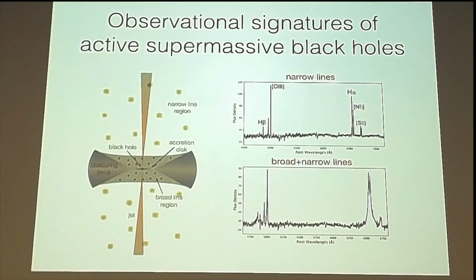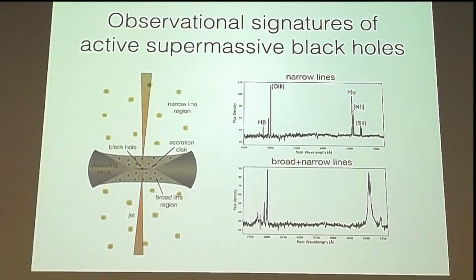Yeah. So at the center there, you have your black hole, and there's an accretion disk of material surrounding the black hole, which is feeding it. Optical and ultraviolet photons from the accretion disk ionize surrounding gas in what is called the broad and narrow line regions. And those produce these lines that you see in the spectrum on the right.